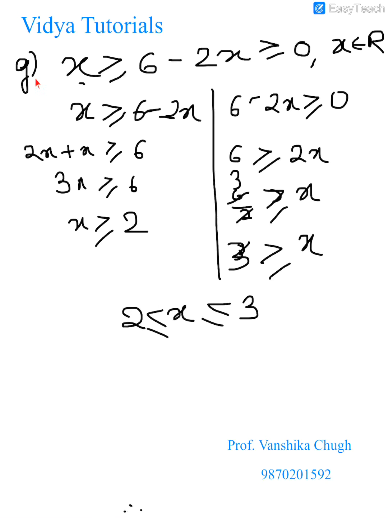The sum number g, which is the third one, which is another type of real numbers. So you have x greater than or equal to 6 minus 2x greater than or equal to 0. So first, for solving, you will divide the page into 2 columns. The middle portion is with this as well as with this. You will solve them separately. So x greater than or equal to 6 minus 2x. What will happen? Minus 2x goes over here, so it becomes plus 2x. I get 3x greater than or equal to 6 and x is greater than or equal to 2.